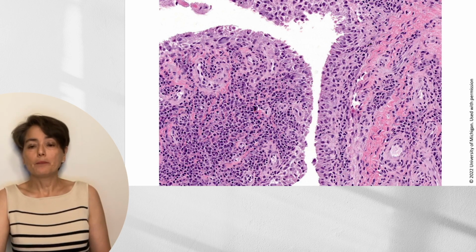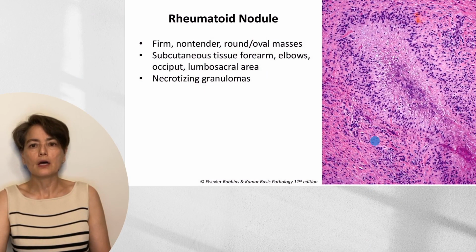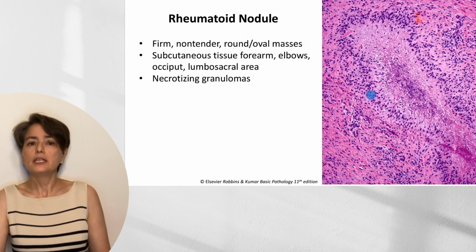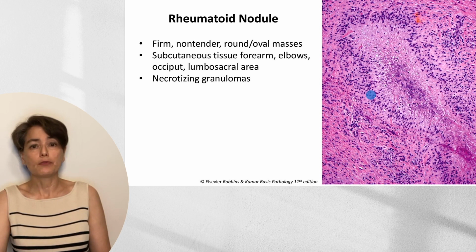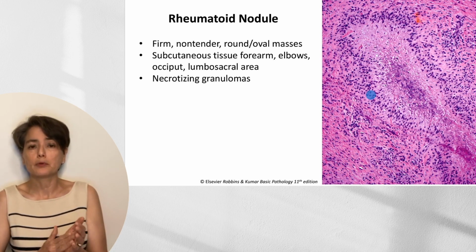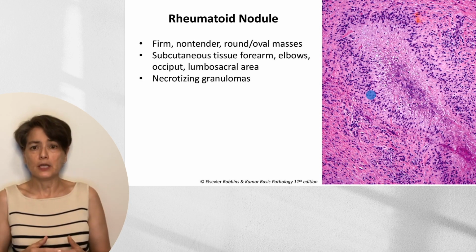So let's move now beyond the joint into the subcutaneous tissue, perhaps also the lung. This is a rheumatoid nodule, which is a firm, non-tender, round to oval mass, typically found in the subcutaneous tissue of the forearm, elbows, occiput, and lumbosacral area, so areas where there's pressure, and also can be seen in the lung. These are necrotizing granulomas, so to remind you what those are, we have this ring of epithelioid macrophages surrounding this area of necrosis in the center.